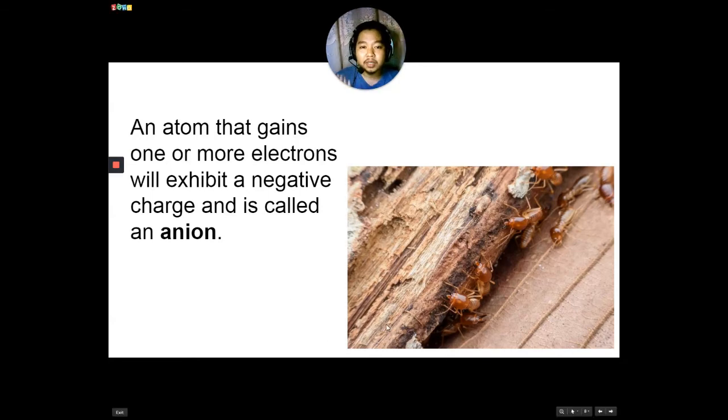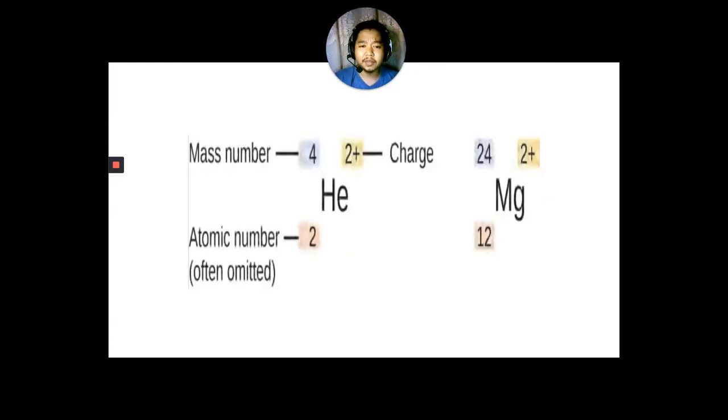Cation, cat is pusa, so positive. Anion is a negative ion. So hopefully you will not forget that mnemonic. And we learned that we use the superscript on the upper right corner of every chemical symbol to indicate the charge. So, halimbawa, eto si He with 2+, meaning it released 2 electrons. On the other hand, Mg with 2+, it released 2 electrons as well. So, that's how we determine.